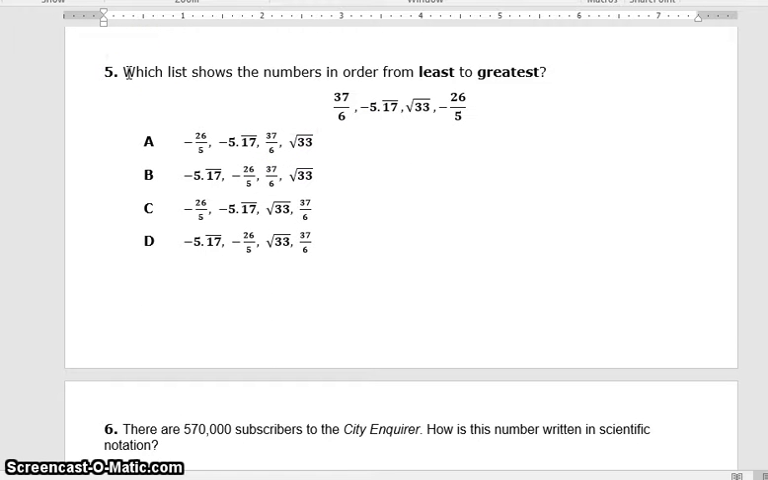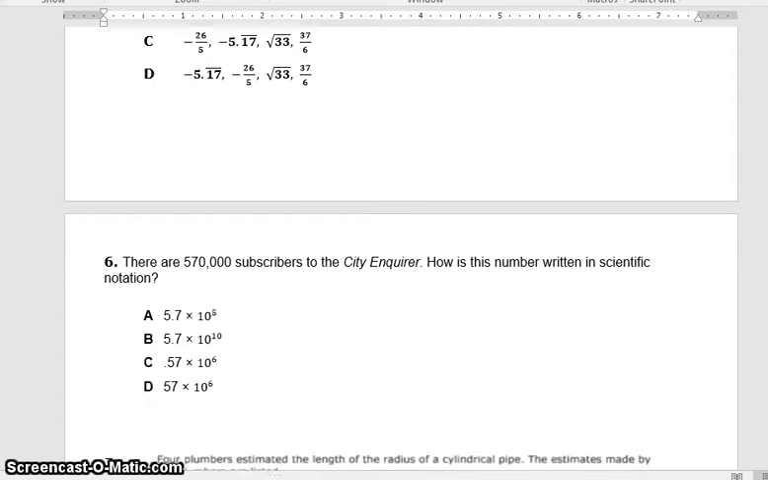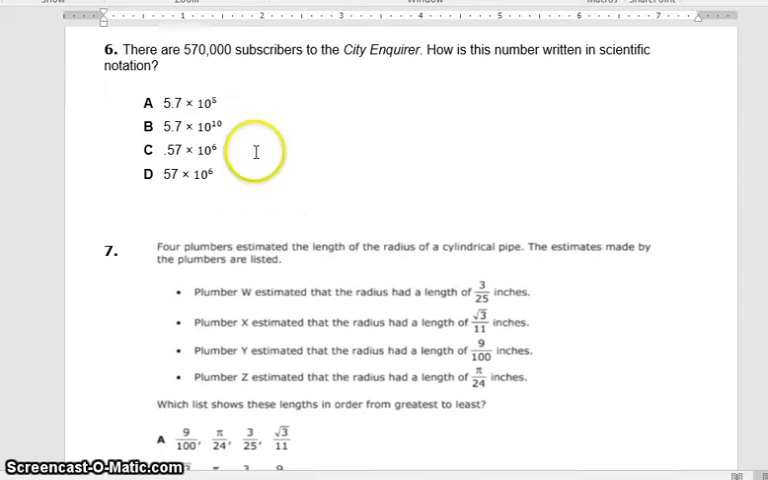Number 5. Which list shows the numbers in order from least to greatest? Which is from least to greatest? Number 6. There are 570,000 subscribers to the City Enquirer. How is this number written in scientific notation? How is this number in scientific notation?